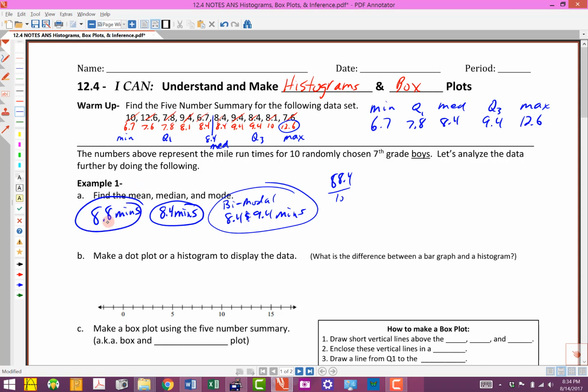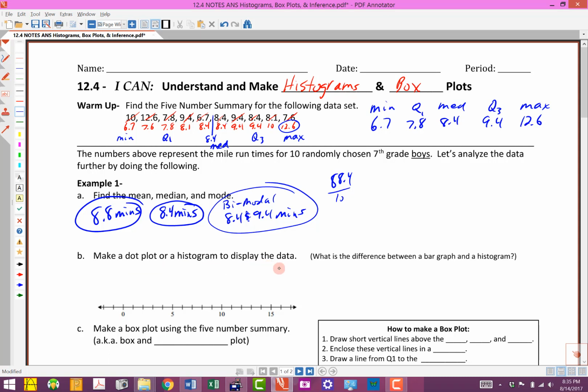So we've got the mean 8.8 minutes, we've got the median 8.4 minutes, and we've got the mode. It's actually bimodal. There are two modes, 8.4 and 9.4. All right, then it says we're going to make a dot plot or a histogram to display the data. Now I'm going to go ahead and make a dot plot right now.